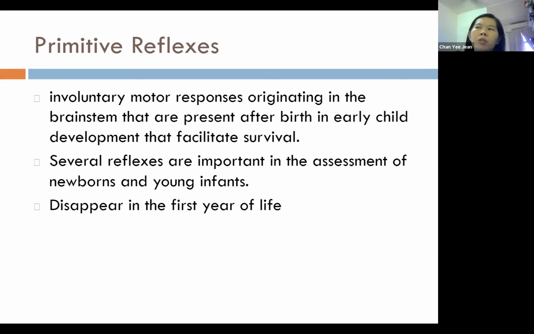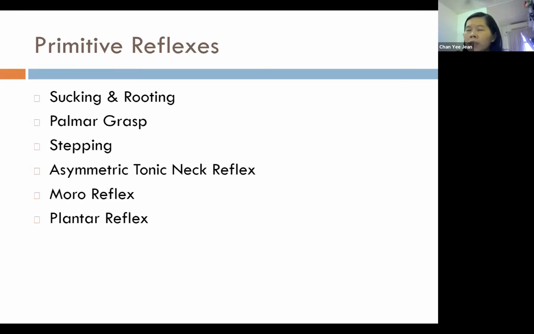Several reflexes are important in the assessment of newborns and young infants. An example would be the Moro reflex, which you'll see after this. If it's asymmetrical, it might mean there's a neurological problem, something that might have happened at birth. Or if these reflexes persist beyond a certain period of time, it might also show that there is a problem with neurodevelopment later on. Most of them will disappear in the first year of life, some by 6 months, some by 9 months. But by and large, by the time the child is about 1 year old, most of the reflexes will have disappeared.